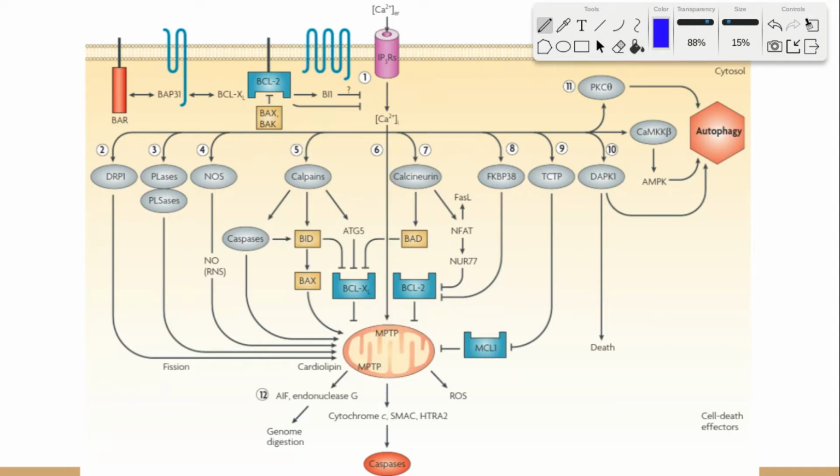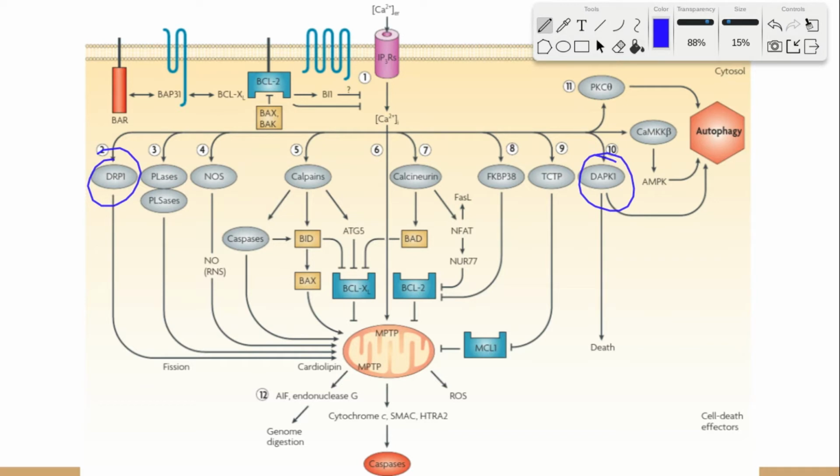The four that I mentioned are the calpains, a class of activated calcium-dependent proteases; calcineurin, a phosphatase capable of activating BAD, a BH3 protein; DRP1, a GTPase that induces mitochondrial fragmentation; and DAPK1, death-associated protein kinase, strongly associated with apoptosis.